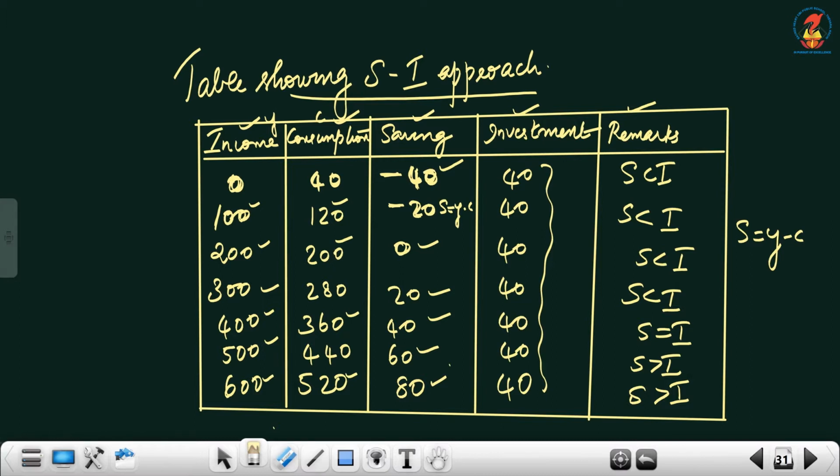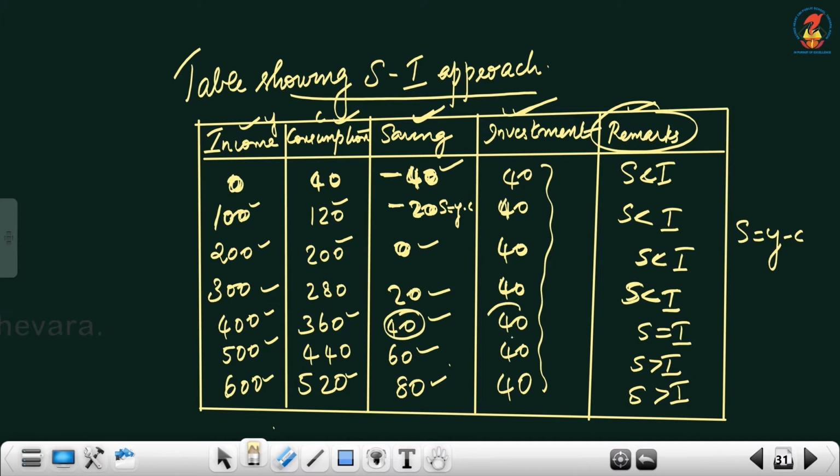Now let us compare the saving and investment and see the remarks. In the first one you can find that saving is less than investment. It is minus 40 and plus 40. Next one is minus 20 and 40, so again saving is less than investment. Then comes 0 and 40, again saving is less than investment. Then comes 20 and 40, again saving is less than investment.